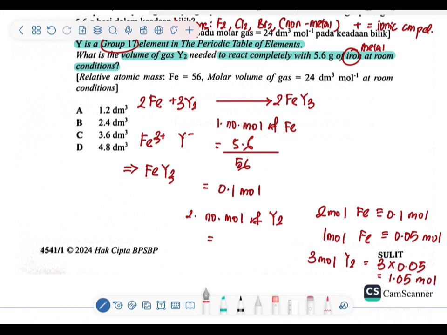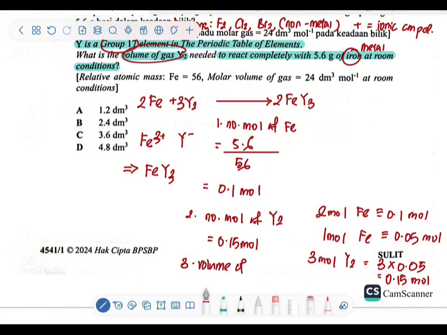1.05 mole. So this is actually just you compare for the ratio. Okay, I calculated it wrongly, so it is 0.05, and then we times it with 3, which is 0.15 mole. So we will get 0.15 mole for the moles of the element Y.